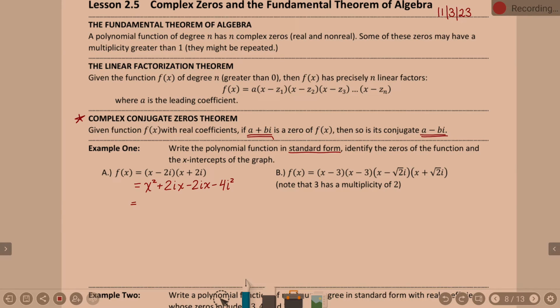2ix minus 2ix is gone. Remember, minus 4i squared is the same as saying minus 4 times minus 1, right? i squared is equal to negative 1. So minus 4i squared actually becomes plus 4. So what do we have remaining? x squared plus 4, and that is my standard form.